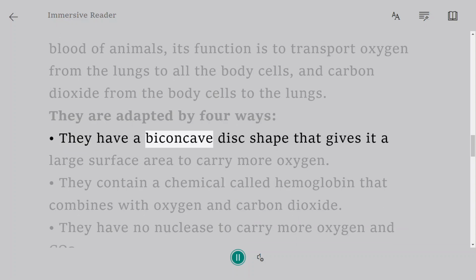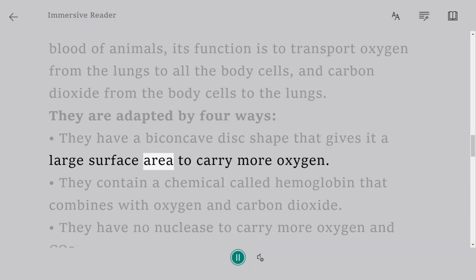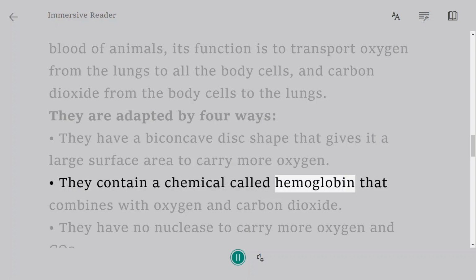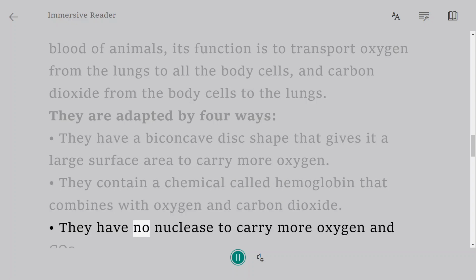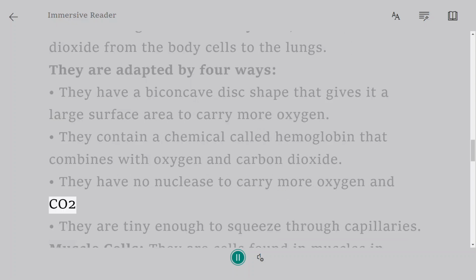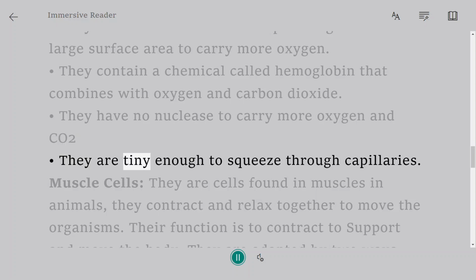They have a biconcave disc shape that gives them a large surface area to carry more oxygen. They contain a chemical called hemoglobin that combines with oxygen and carbon dioxide. They have no nucleus, to carry more oxygen and CO2. They are tiny enough to squeeze through capillaries.